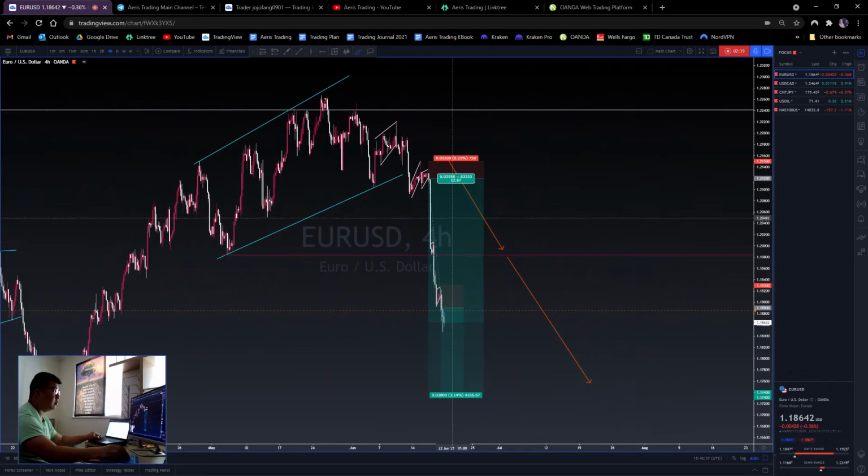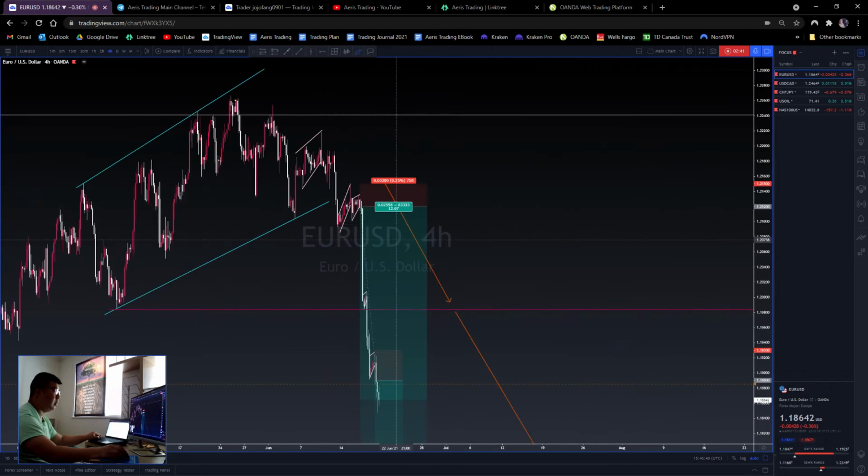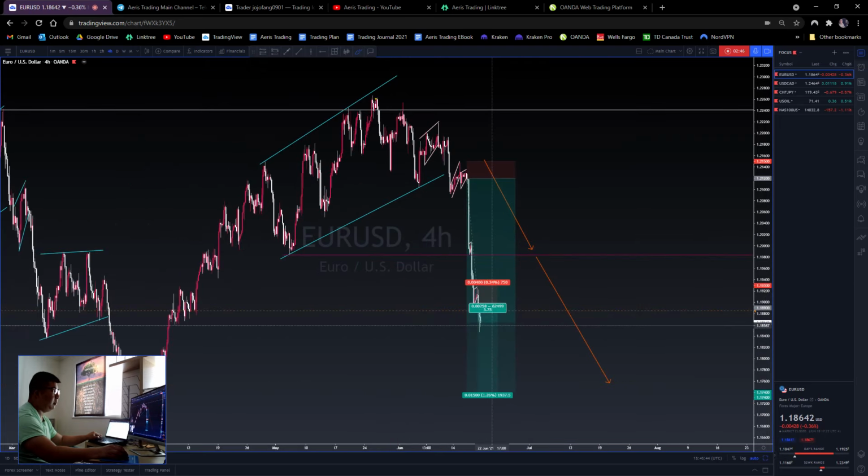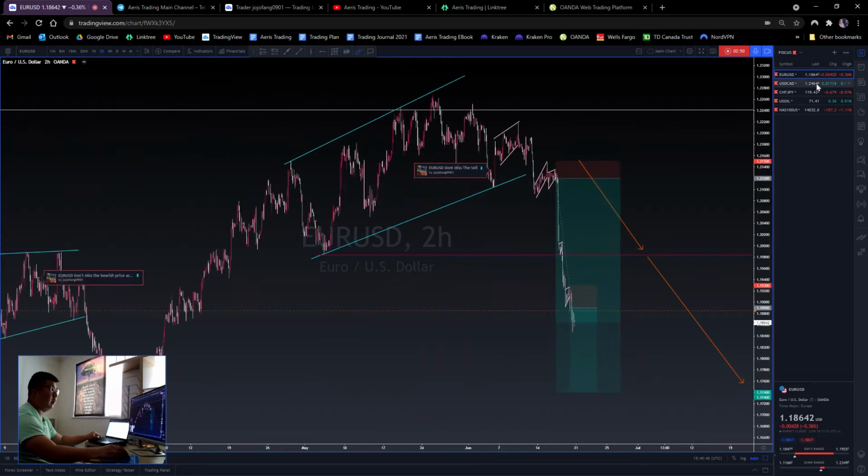Currently, right now though, it's running beautifully. The first entry is running about 8% right now. Second entry is about 0.5%. So that's first trade, euro dollar. Let's take a look at dollar CAD.